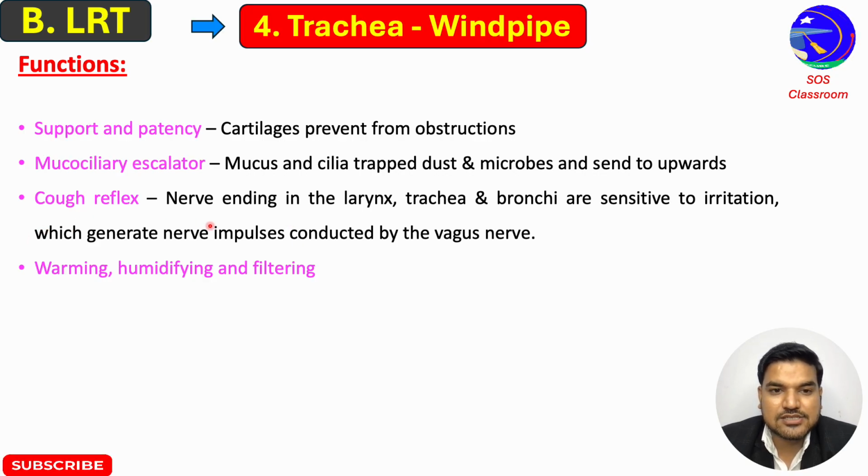Nerve endings in the trachea, larynx and bronchi are sensitive to irritation. When foreign particles enter the trachea, the nerve endings detect the irritation, and coughing occurs. This is done by the vagus nerve endings. Next function is warming, humidifying and filtering: warming by the blood supply, humidifying by the mucous membrane and mucus production, and filtering by the cilia present.